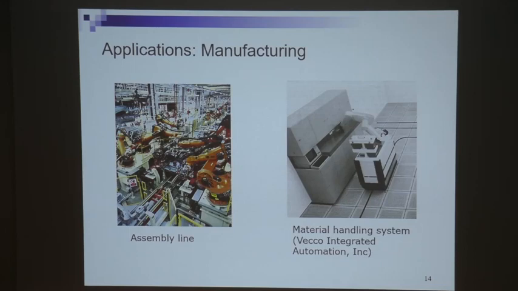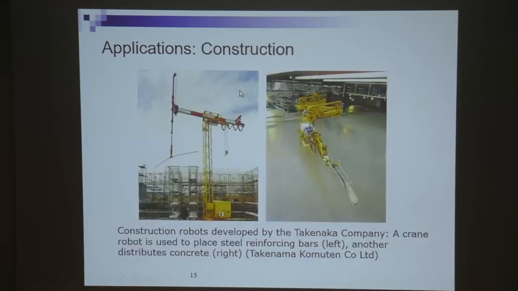There are many applications for manufacture in robotics. So it's used in assembly lines. Robots have been used in assembly lines for a long time now. Material handling systems are pretty straightforward: you have the robot that moves around transporting material and so on. And then for construction, for example in this case, you have a robot that places steel reinforcement bar, and in this case, this robot is distributing the concrete. This is to move the steel installing bar. This is very much like a crane.